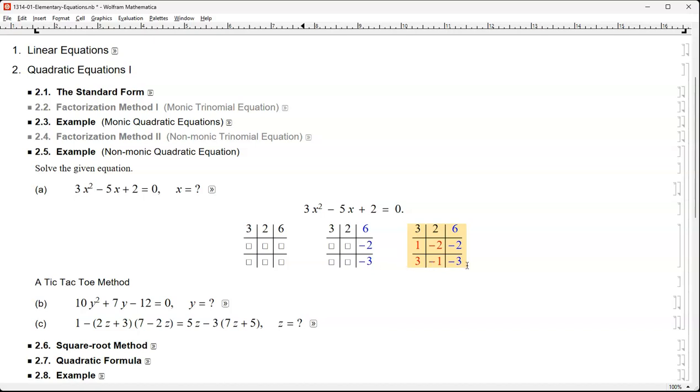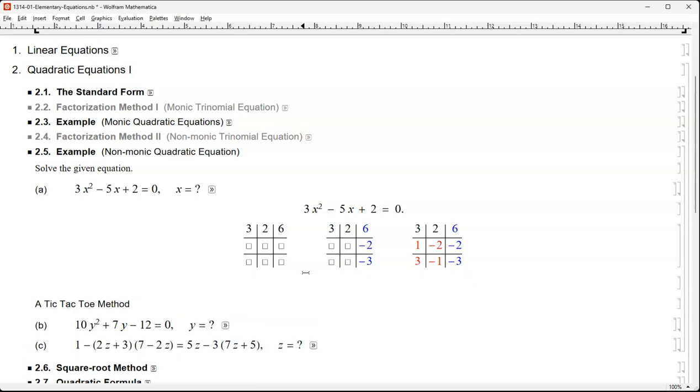3 times -1 is -3. 1 times -2 is -2. Vertically, 3 times 1 is 3. Negative 1 times negative 2 is positive 2. Everything fits. Now let's go ahead with cross multiplication. 1 negative 1 this way and 3 negative 2 the other way. One direction here and the other direction like that. Cross multiply.